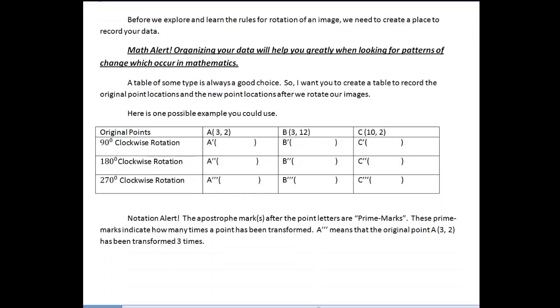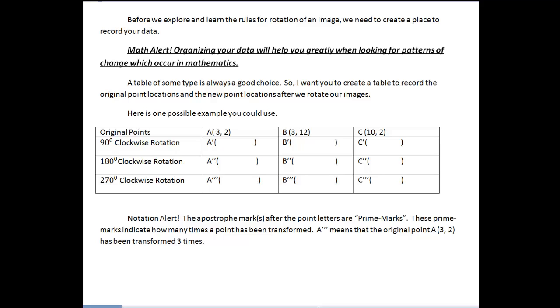Okay, before we explore and learn the rules for rotation of an image, we need to create a place to record your data. A math alert here: organizing your data will help you greatly when looking for patterns of change which occur in mathematics, not just in this lesson, but in any lesson. A table of some type is always a good choice.